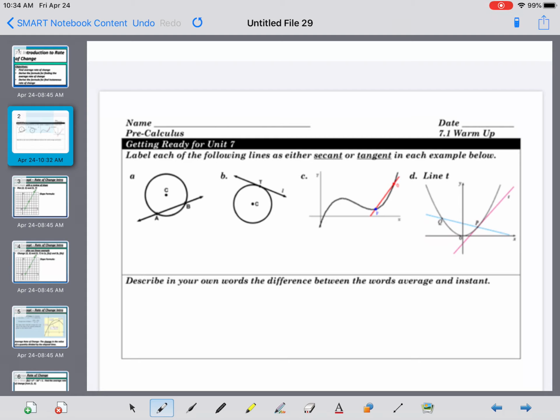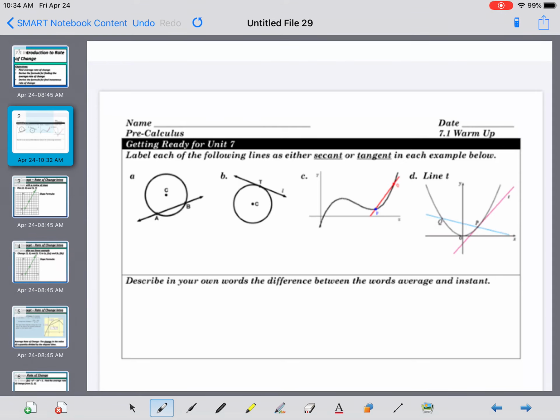So, to get ready for our lesson today, we first want to look at these four pictures and identify what here is a secant and what is a tangent. You might want to pause your video and do a little Googling to find out what a secant line is and what the characteristics of a tangent line are.